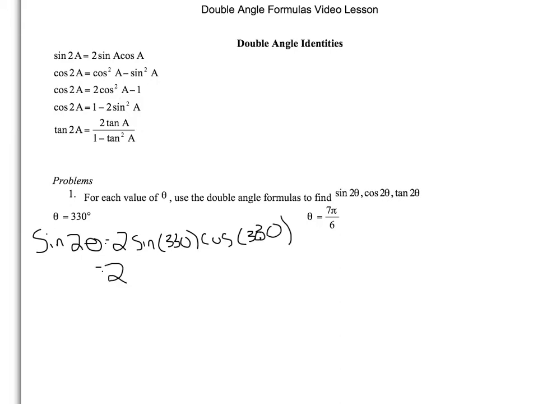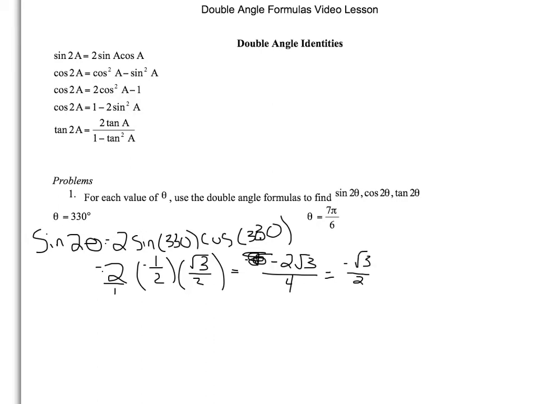Just like before, we type one piece at a time. Sine 330 is negative 1/2. Cos 330 is radical 3 over 2. Numerator's 2 times negative 1 times radical 3 is negative 2 radical 3. Denominator is 1 times 2 times 2, which is 4. This reduces to negative radical 3 over 2.